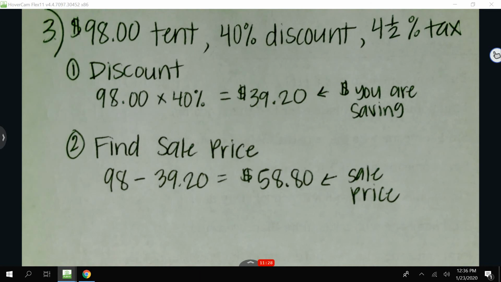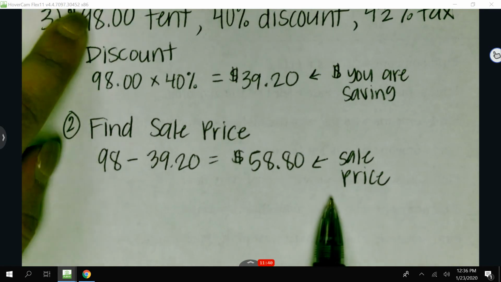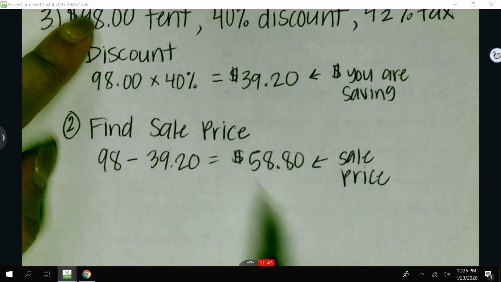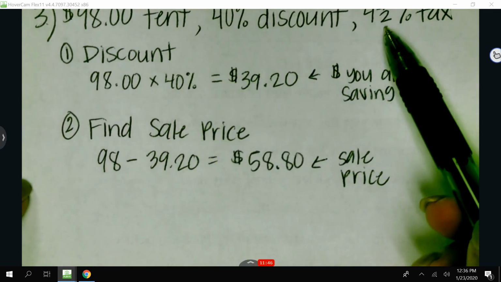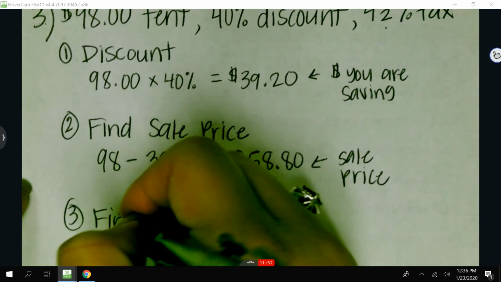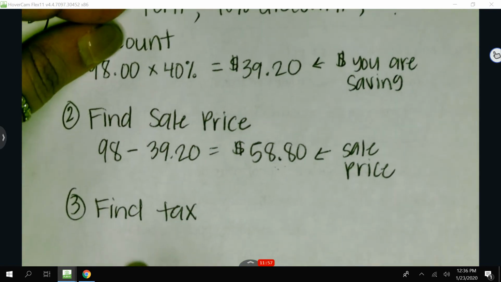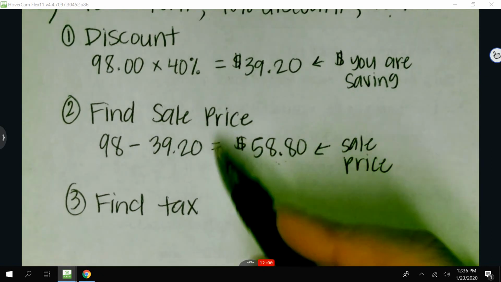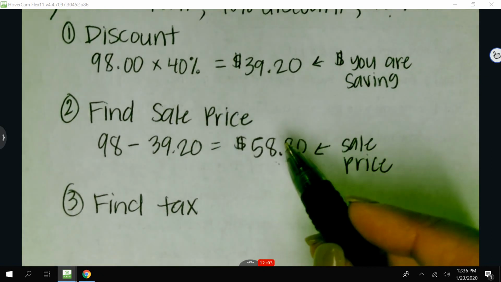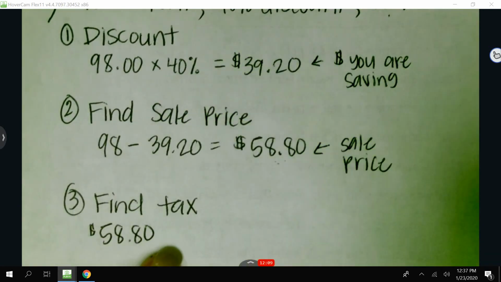So nothing has changed so far, but now this is where it's about to change. I have a 4.5% tax. So like we said earlier, we are not getting taxed on the $98. We're getting taxed on this sale price. So we need to find what is 4.5% of the sale price. Just like we found tax yesterday. How did we find tax? You take whatever the original price is. In this case, we're taking our sale price because it's on sale. So you've got $58.80, and you're multiplying it by the tax, which is 4.5%.